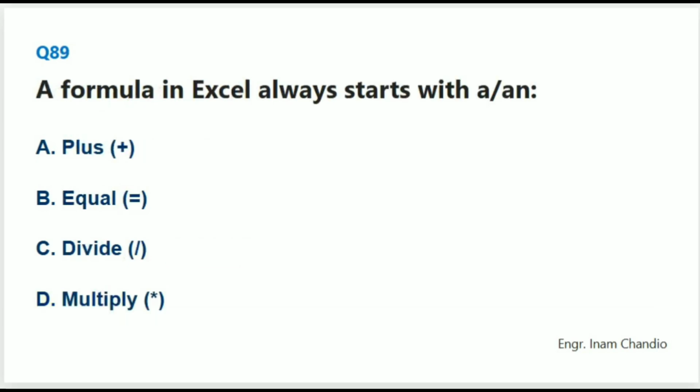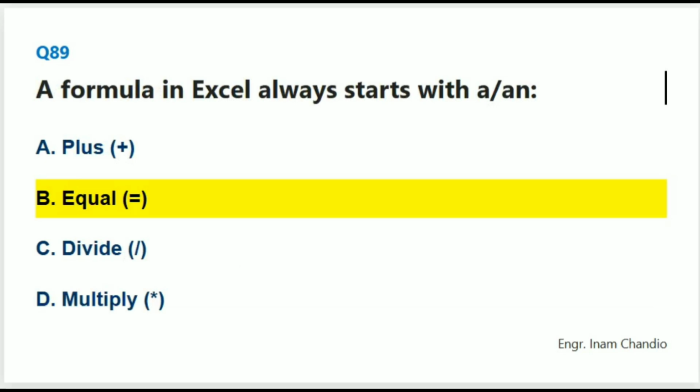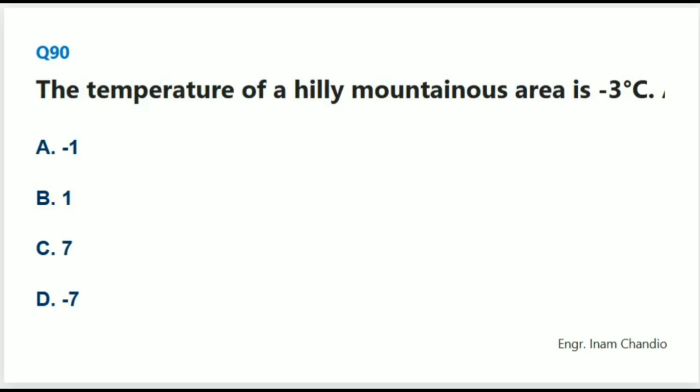A formula in Excel always starts with a/n. The correct answer is B. Equal sign. The temperature of a hilly mountainous area is -3 degrees Celsius. After a few hours, it will drop by 4 degrees Celsius. Then the temperature will be. The correct answer is D. -7.